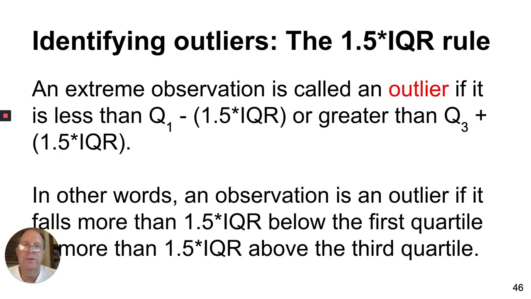An extreme observation is called an outlier if it is less than Q1 minus 1.5 times IQR, or greater than Q3 plus 1.5 times IQR. These are two formulas that are not on the formula sheet that you will have available on the AP exam, so you do have to memorize them. The formula for a low outlier is any number that is less than Q1 minus 1.5 times IQR. And the formula for a high outlier is any number that is greater than Q3 plus 1.5 times IQR. In other words, an observation is an outlier if it falls more than 1.5 IQRs below the first quartile or more than 1.5 IQRs above the third quartile.